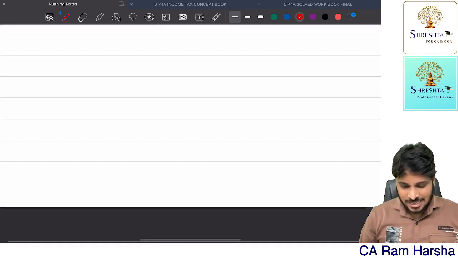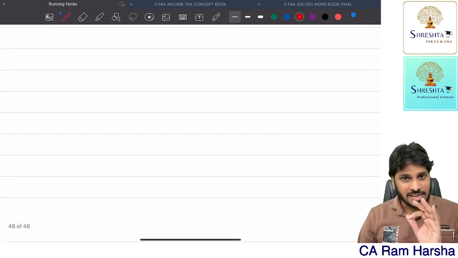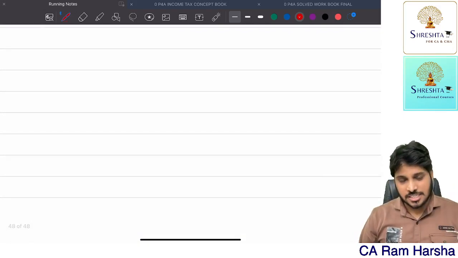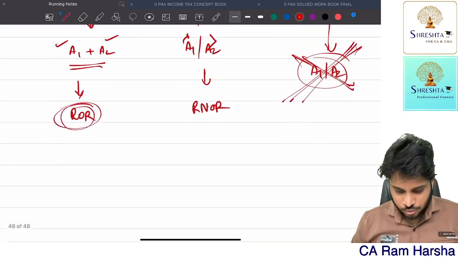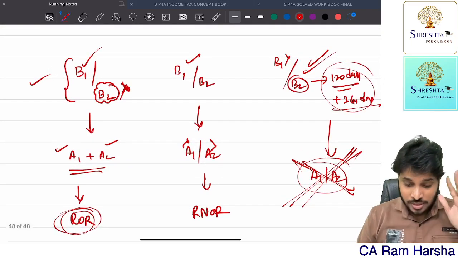So this is the determination of residential status of an individual. Okay, that's it. One minute. So that's it. I hope you are clear. Now let us read the provision.